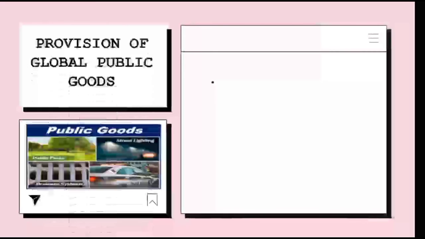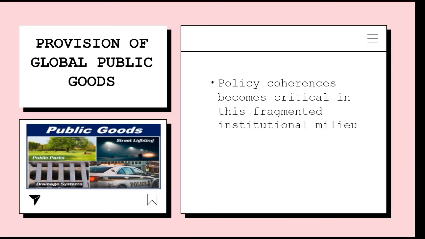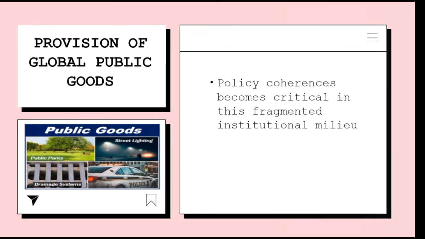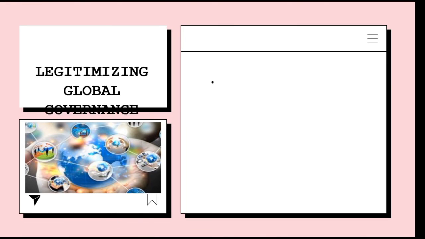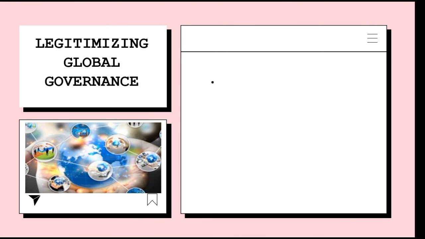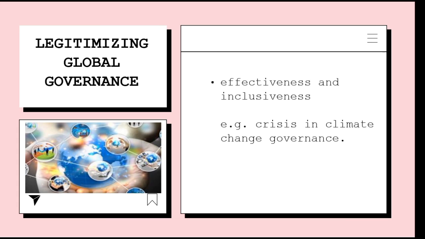The provision of global public goods. Policy coherence becomes critical in this fragmented institutional milieu. Delegitimizing global governance, the effectiveness and the inclusiveness, for example, crisis and climate change governance.